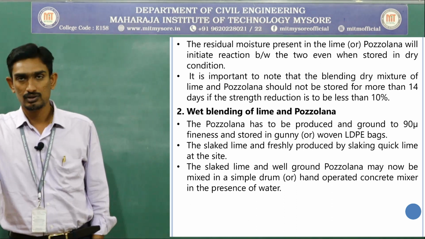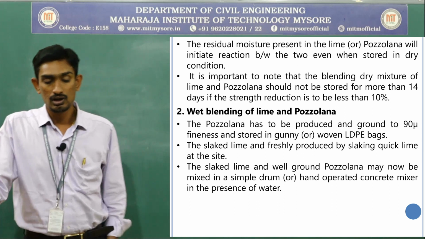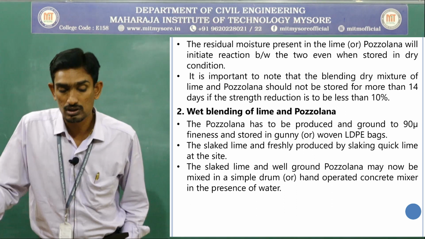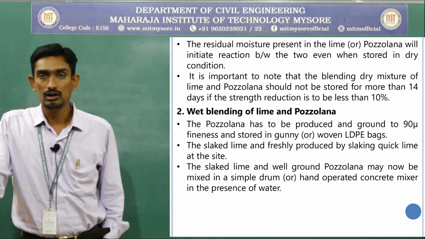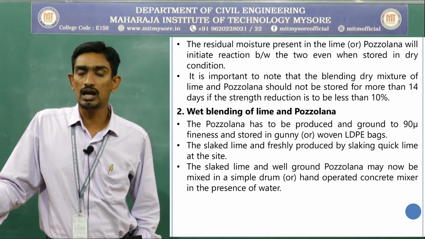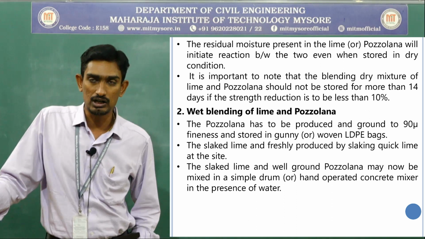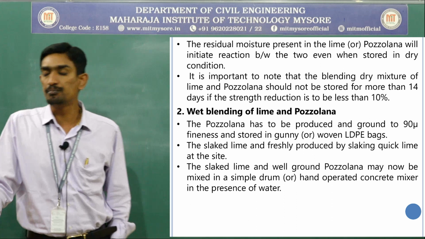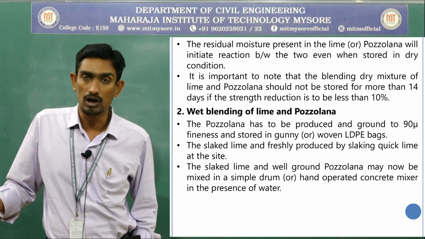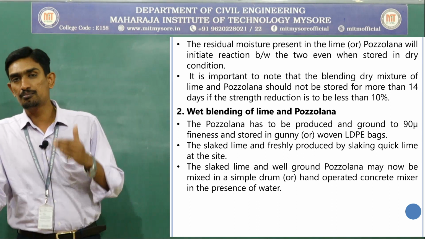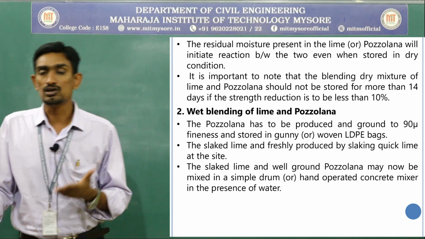Next is wet blending. There, we blended it dry. Now I am going to blend it wet. The pozzolana has to be produced, ground to 90 micron, same thing, and stored in LDPE bags. Next, the slaked lime and freshly produced baking lime will be placed at the side. Then the slaked lime and well-ground pozzolana may be mixed in a simple drum, and along with that, I am going to add water. That means lime pozzolana cement slurry will be formed, which we can use.